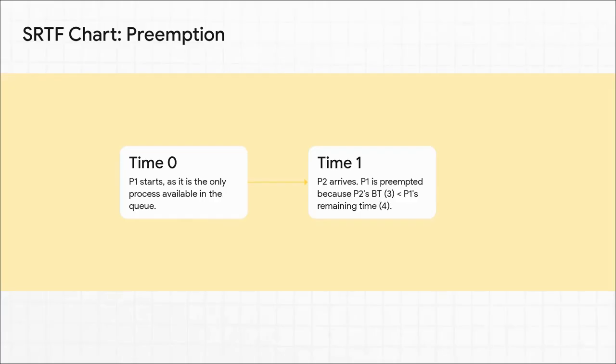Okay, let's trace this out. At time 0, P1 is the only one here, so it starts running. It runs for 1 unit of time. But then, at time 1, P2 arrives. The scheduler immediately wakes up and checks. P1 started with a burst time of 5, and it's run for 1 unit, so it has 4 units of time left. The new process, P2, needs a total of 3 units. Well, 3 is less than 4. So, preempt. The OS pauses P1 and immediately gives the CPU to the shorter job P2.